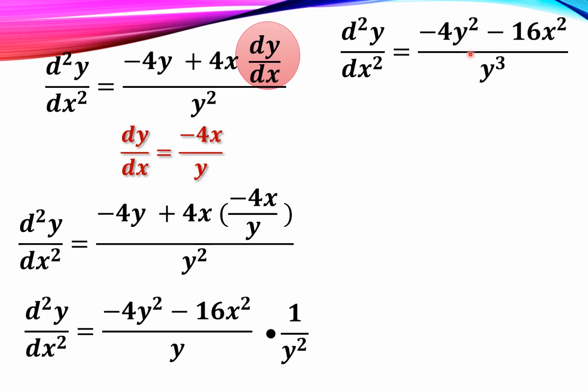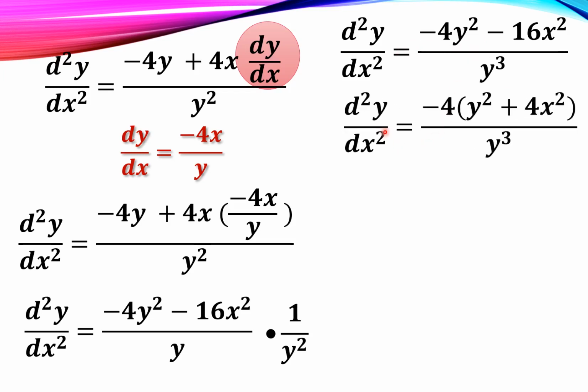Next is to factor this out. Since negative 4 and negative 16 have a GCF of negative 4, we can factor out negative 4, so that will give you negative 4 times the quantity y squared plus 4x squared, over y cubed. Why do we have to factor this one?